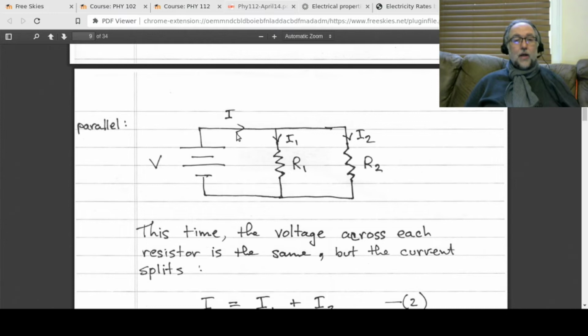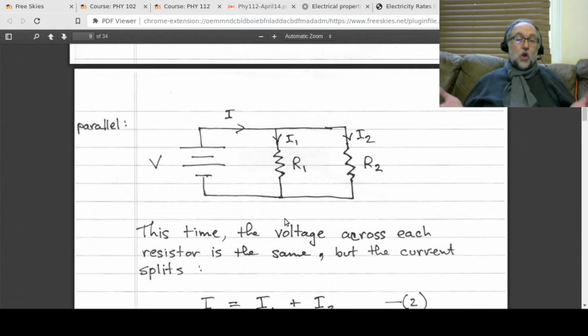Why does the current split? Well, let's think about it. Remember what current is. It's charge per unit second. So let's think in terms of electrons. Suppose 10 electrons are coming in here, and 3 electrons go through R1. Well, then 7 have to go through R2. Why? Because the number of electrons is conserved. If you've got 10 coming in, 3 are going one way, 7 have to go the other way. Conversely, if 4 go one way, 6 have to go the other way.